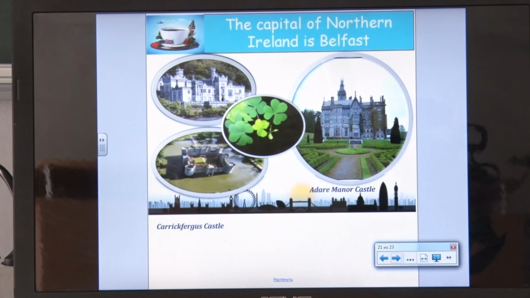The capital of Northern Ireland is Belfast. Northern Ireland is famous for its beautiful medieval castles, and what is more important, some of these castles still function as hotels. People can come visit these places, admire them, and stay for a while, for some days.